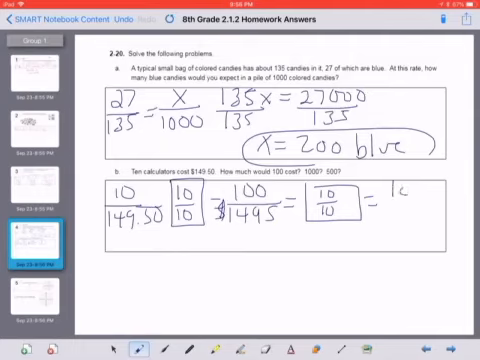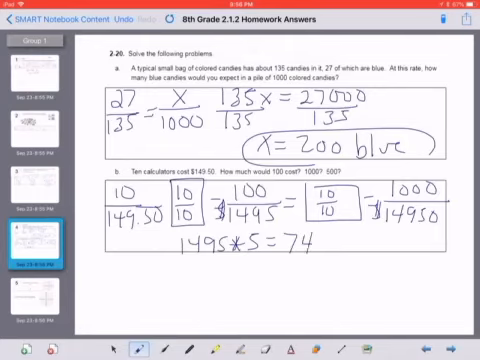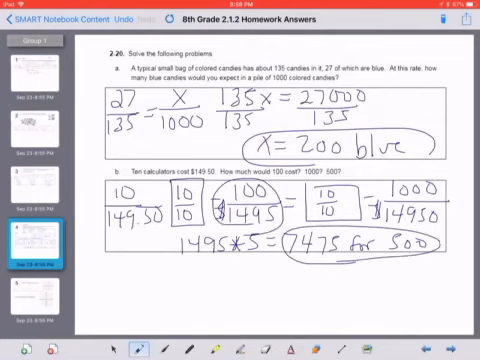which ended up equaling for 1,000, it cost me $14,950 for 1,000. The last one's 500, so I can just take the one for 100 and multiply it by 5. So I just took 1,495 times 5, and got that it equals 7,475 for 500. So I needed to have all three answers.